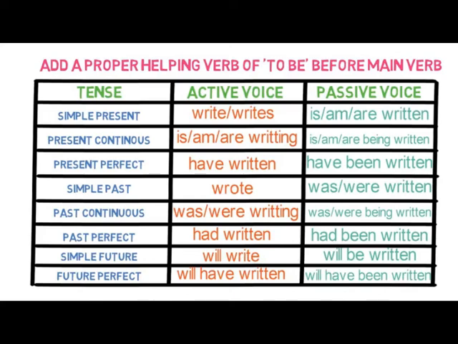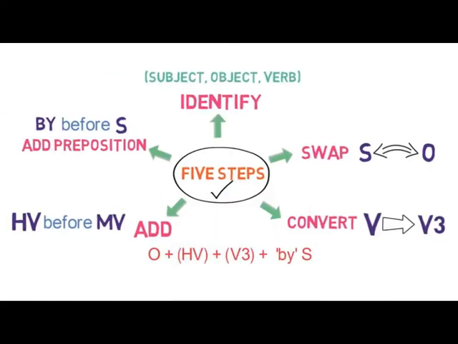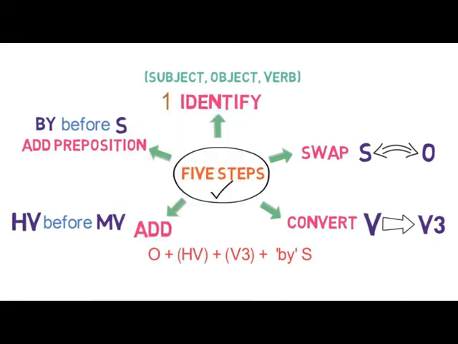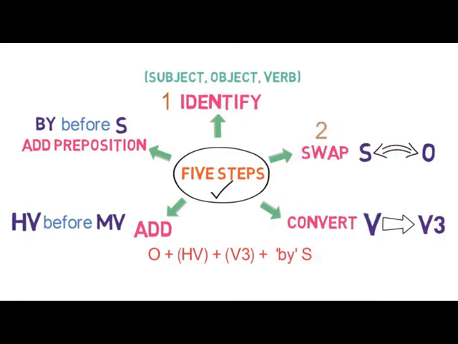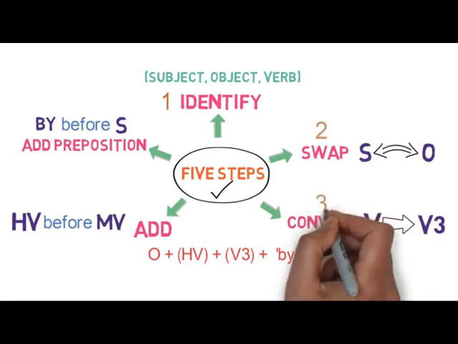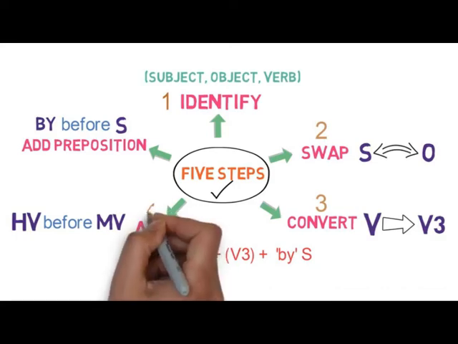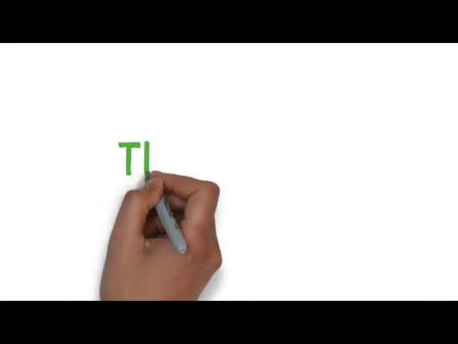And don't forget also the steps of changing the active voice to the passive voice. Step 1, identify the subject, object, and verb. Step 2 is to swap subject and object. Step 3, convert the verb to its third conjugation. Step 4, add the verb to be before the main verb, and it must take the same tense as the verb in the active voice. Step 5 is to add the preposition by before the subject.